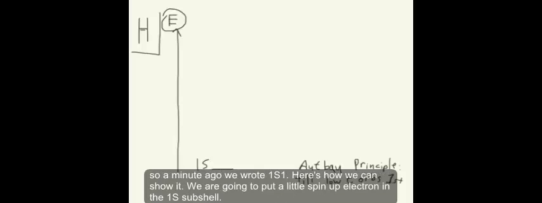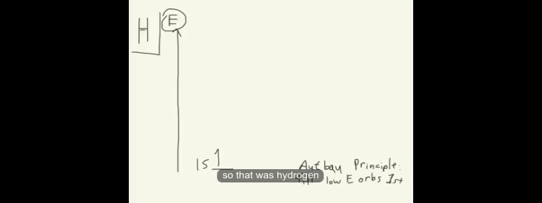So a minute ago we wrote 1s1. Here's how we could show it. We're going to put a little spin up electron in the 1s subshell. So that was hydrogen. Well, let's go to the next element on the periodic table.